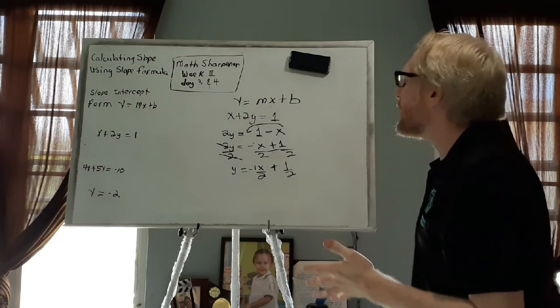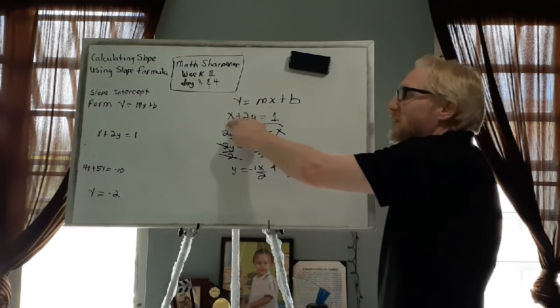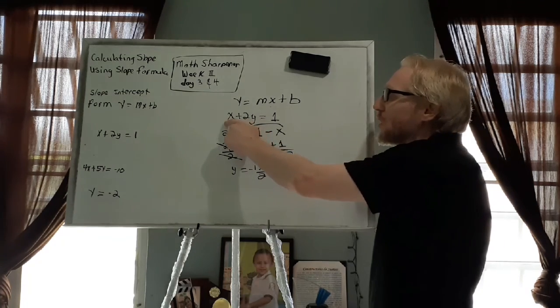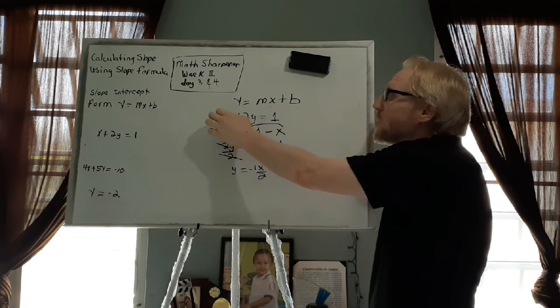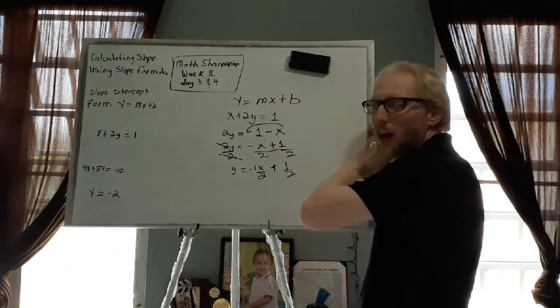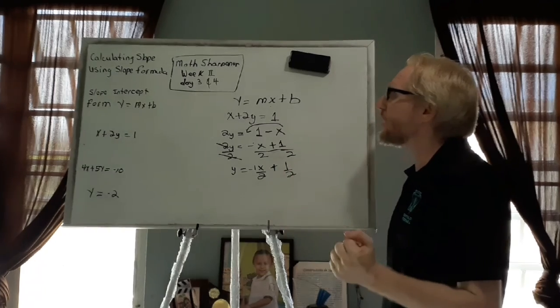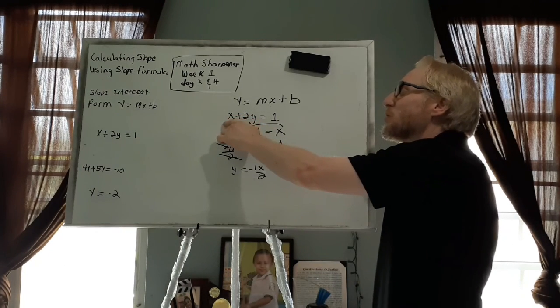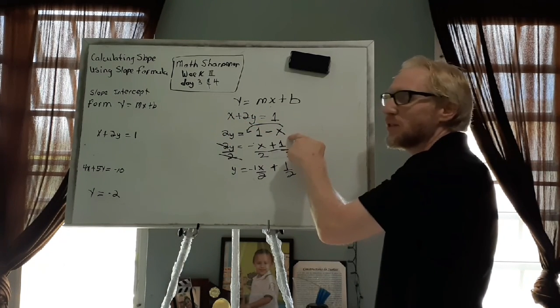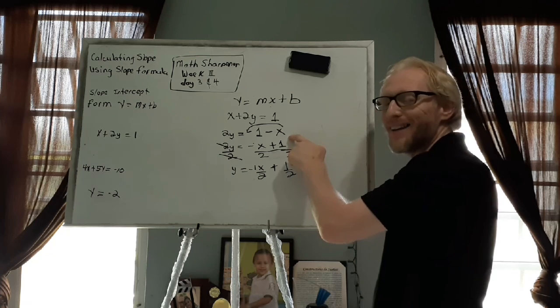So the first thing I did was I got rid of the x, okay? Because I want to leave this alone, so I got rid of the x. And how did I do that? Well, I just simply moved the x to the other side. That's all I did. I moved the x to the other side. And since this x was positive, when I moved it to the other side, it was negative. Okay, that's why it says minus x.